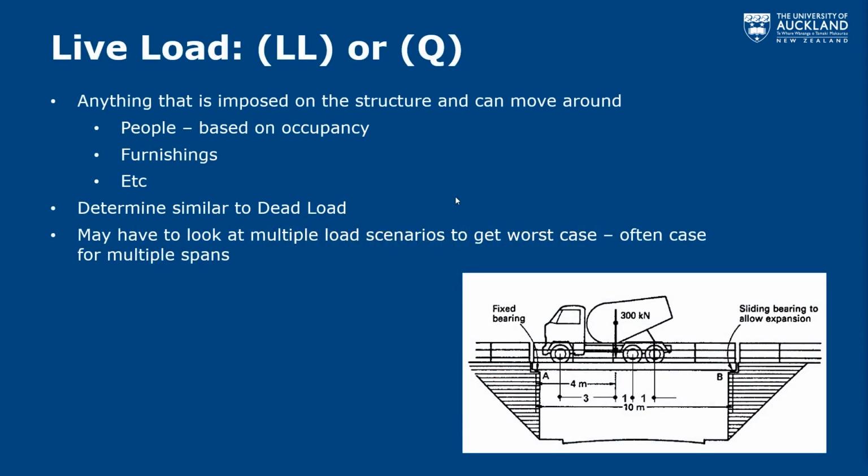What about our imposed loads, these live loads, the things that can move around? And as I said, they're anything that can move around on a structure. So just to reiterate, this is people, and this will be based upon the occupancy type of the building, so whether it's a domestic home or a lecture theater or a hospital or a library. Then it's anything which is furnished in the building, which isn't tied down. So again, the idea, if you turn the structure upside down, anything that falls off is what we would call the live load. And then traffic.